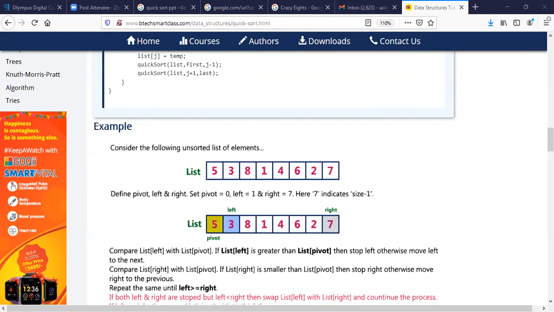So I gave 8 programs now. All of you take these programs from this portal, btechsmartclass.com, and implement these programs in your machine whenever you are free. Take the output for each program with a screenshot, and place the output in a Word document.